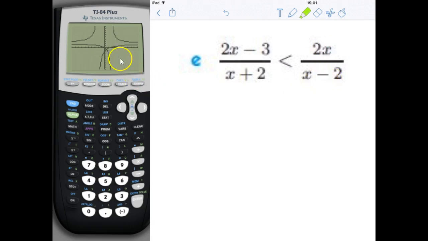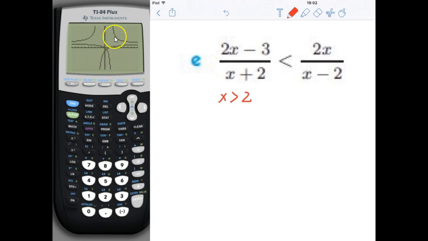The place that is the dividing line, or one of the dividing lines, is here, the asymptote. Anything to the right of this asymptote, this hyperbola is taller or higher, right? So this asymptote, remember, is the x equals 2 asymptote. So one of the solutions is that the right side is higher when x is greater than 2. Okay, so x greater than 2 is part of the solution, looking at the calculator.